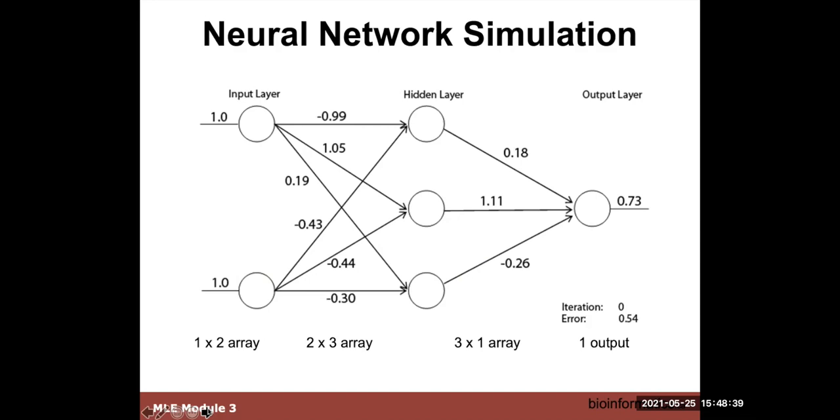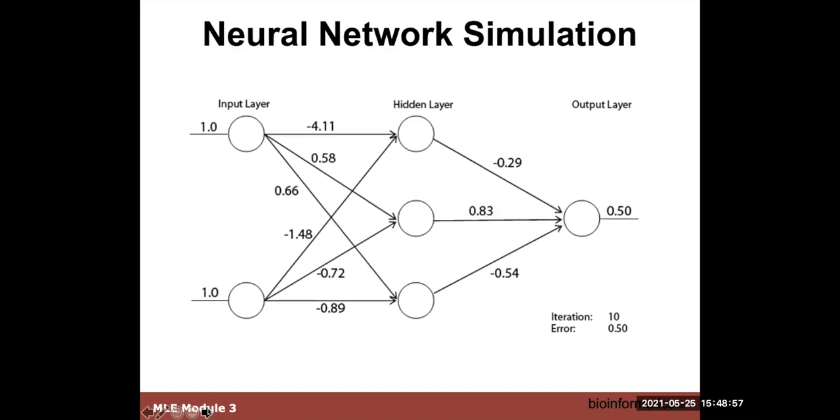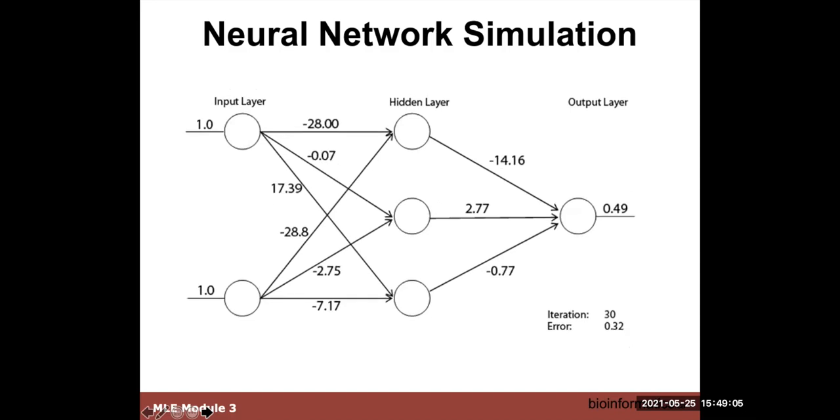And then we calculate what the error is between the desired output, which I guess, I don't know, maybe that was 0.19 or something. And we measure the error. So it goes through and modifies the weights through back propagation, does a forward calculation. And we saw that it went from an output of 0.73 down to an output of 0.5. The error is now 0.5. Output is 0.49. The error is 0.32.